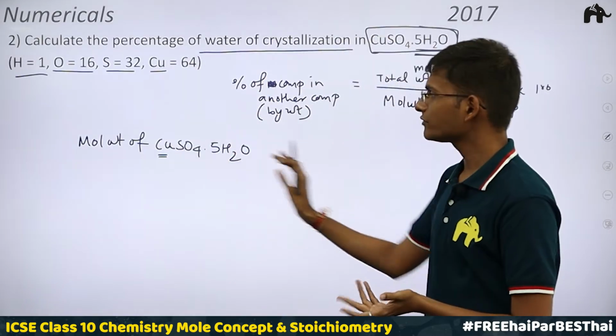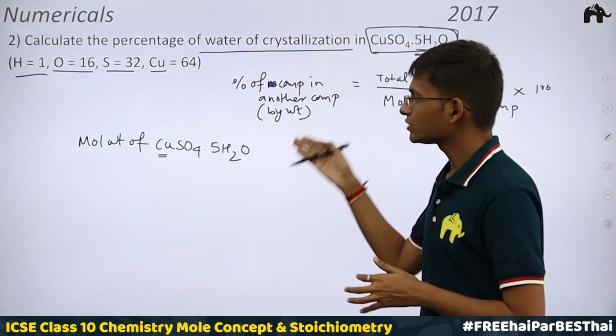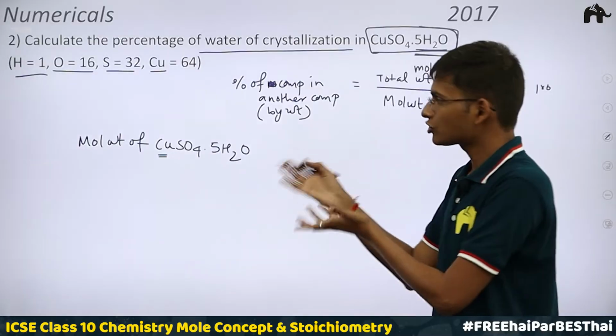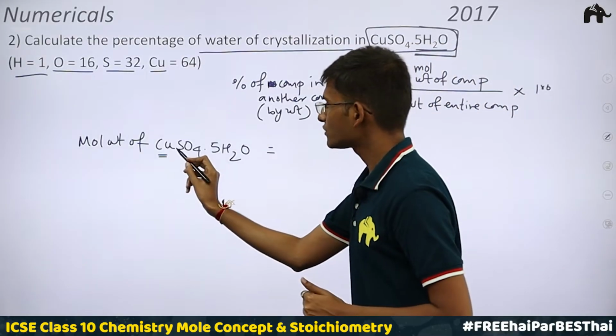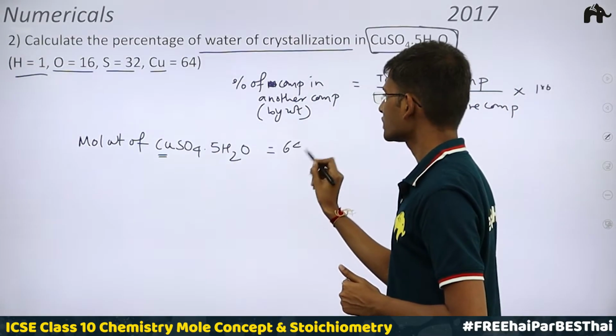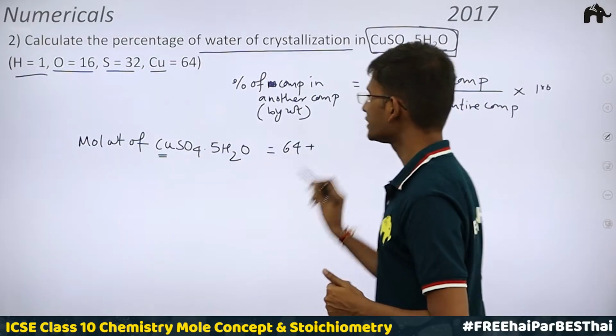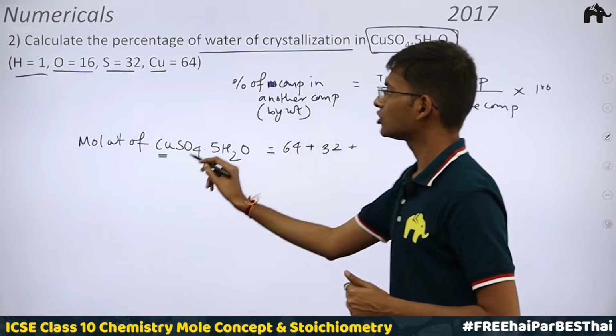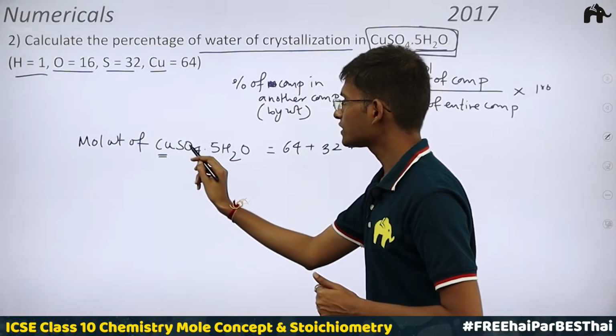So don't worry about the atomic weights. They definitely take care of giving you the atomic weights when it is needed to solve the question. So see, copper is 1 here, so 64. Then quickly we will add it up. Sulfur is 32, 1 atom of sulfur. So I'm just taking 32. And 4 atoms of oxygen, right?